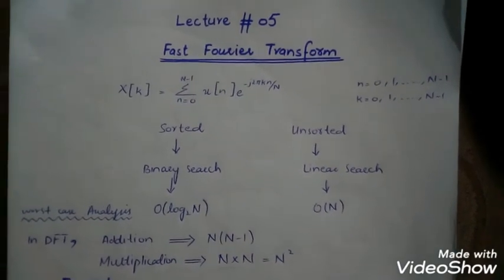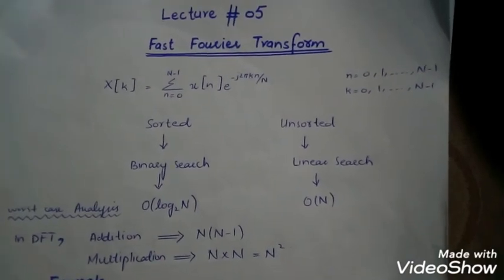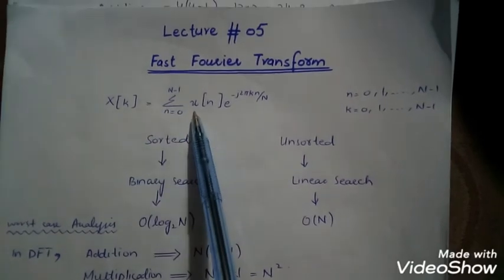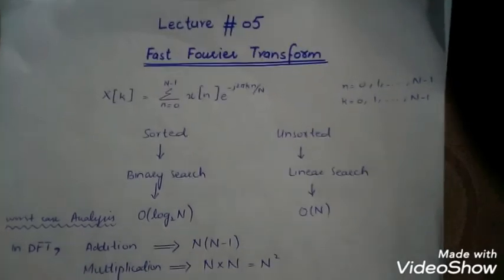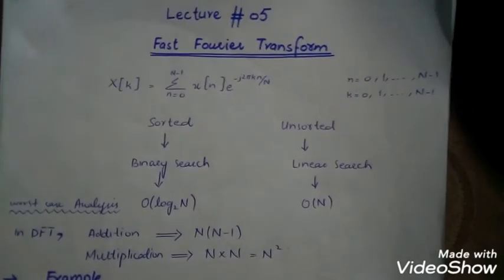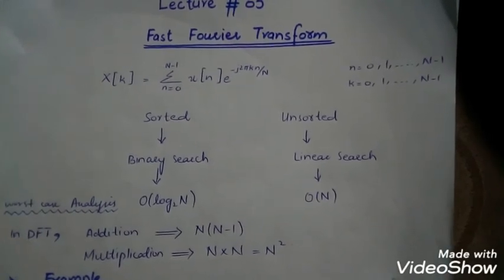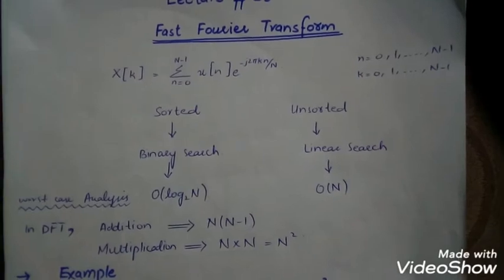In the previous lecture we discussed the DFT, the discrete Fourier transform. The formula of the discrete Fourier transform is X of k is equal to the summation from n equals 0 to N minus 1 of x of n times e to the power minus j 2 pi k n over N, where n ranges from 0 to N minus 1 and k also ranges from 0 to N minus 1.